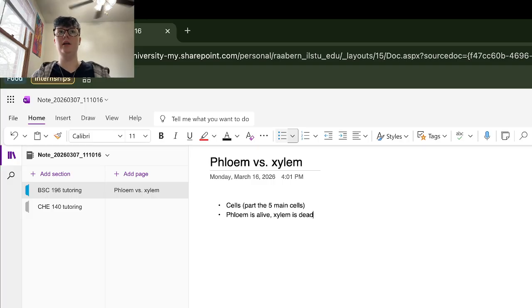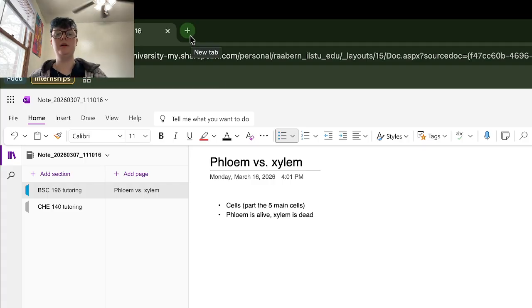What I mean by that is, as I already mentioned, they're both cell types, but xylem, upon getting mature, dies off. So it's just a hollow dead thing. Phloem is actually alive and transporting stuff via its living tissue, if that makes sense. Xylem does not do that.